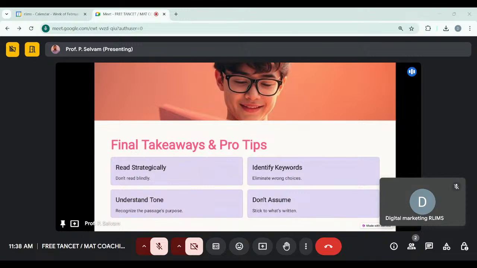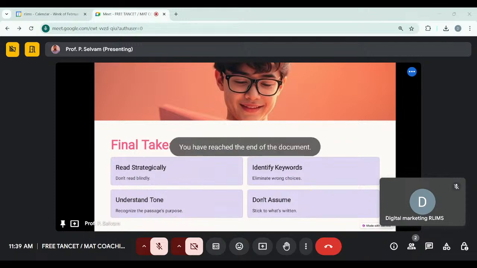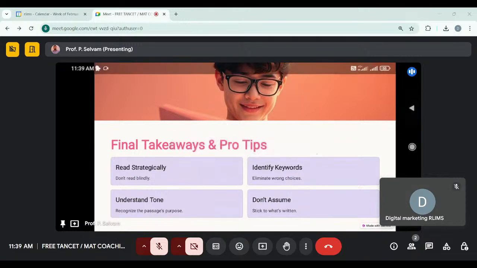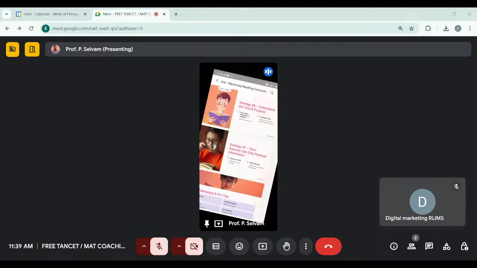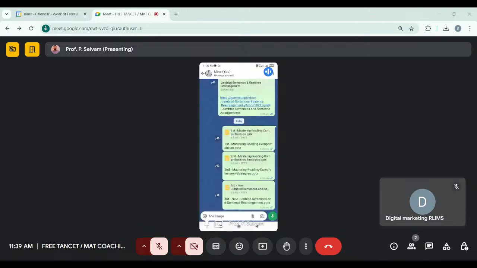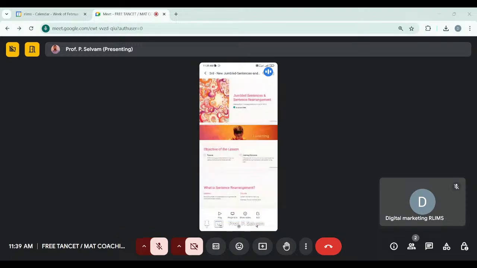These tips will be very important for you, not only for the Tancet exam, but for many entrance exams, such as CAT, MAT, TOEFL, IELTS, CAE, Lingua, ABEC, or any other entrance exams. So this is what reading comprehension is all about. The next thing that I must tell you is another wonderful one, jumbled sentence.